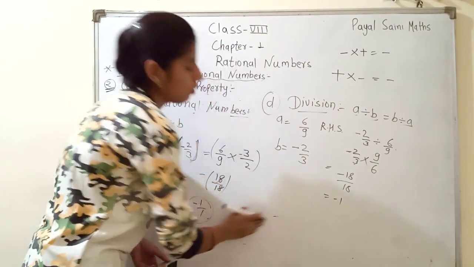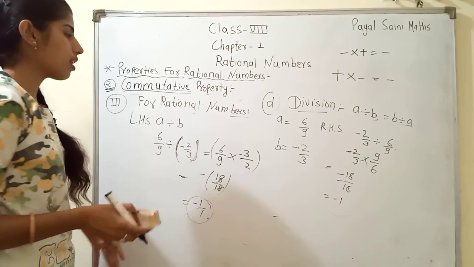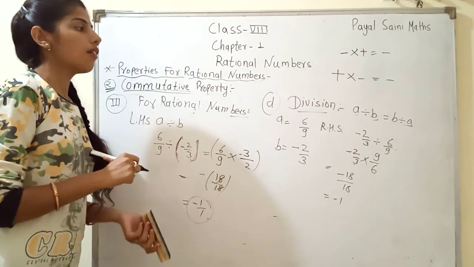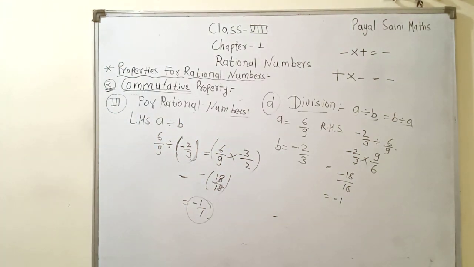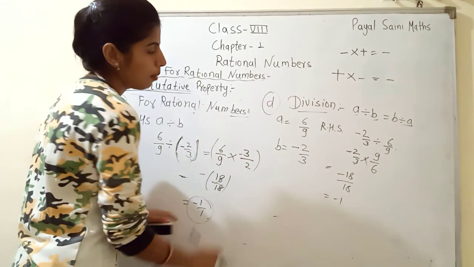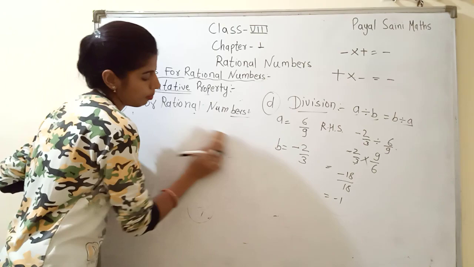By this example we can say it is verified. But in the next example, if I change the example, then we can check in division whether it is verified or not verified. Now we check by the second example.